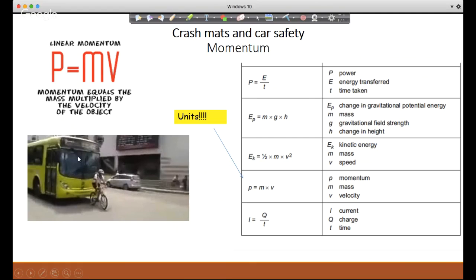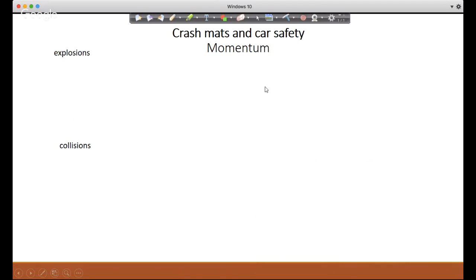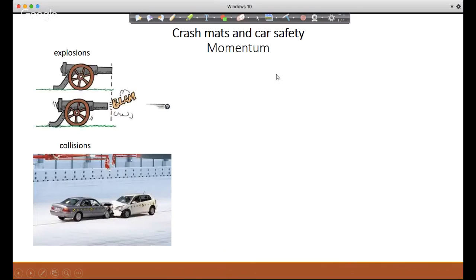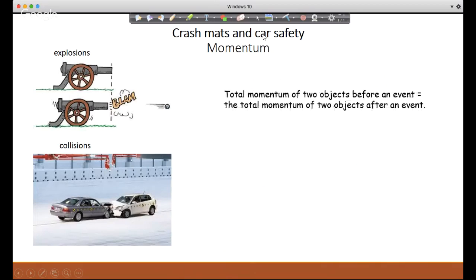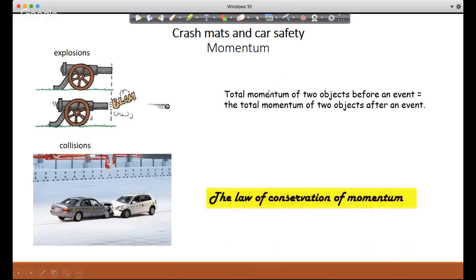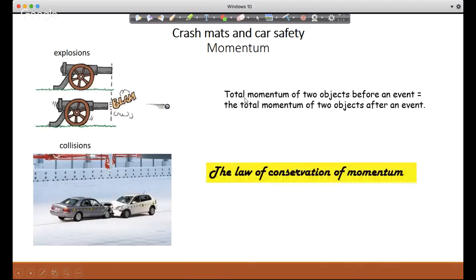So the larger the object, the bigger the momentum. Okay, so explosions and collisions then, and this idea of the conservation of momentum. The law of conservation of momentum simply states that the total momentum of two objects before an event is the same as the total momentum of two objects after the event.